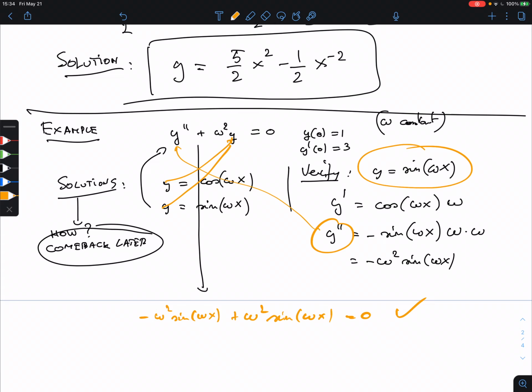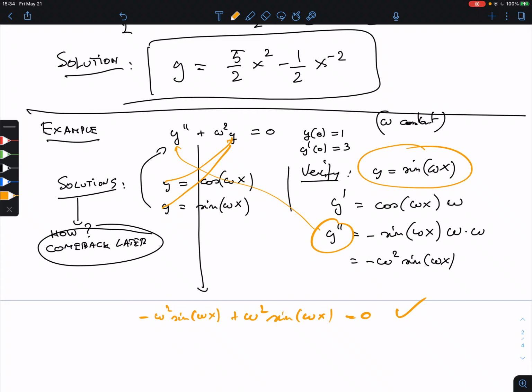So yes, it is a solution, and you can now almost immediately, without doing the calculations, convince yourself that it works for cosine too, because cosine and sine are so similar. What happens is just the plus and minus signs are a little bit different, but eventually they come down to the same thing. Okay.